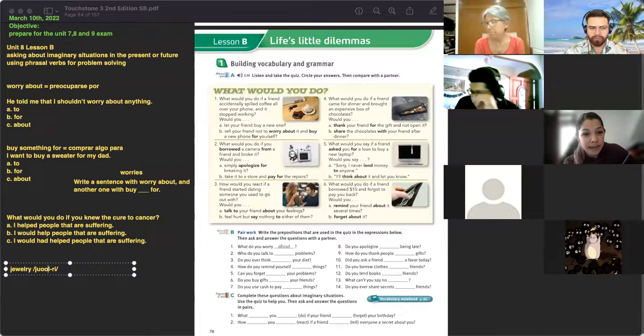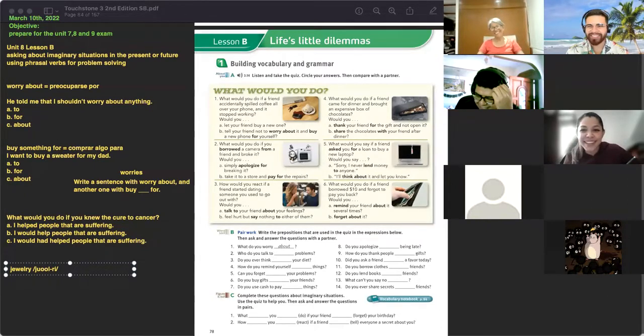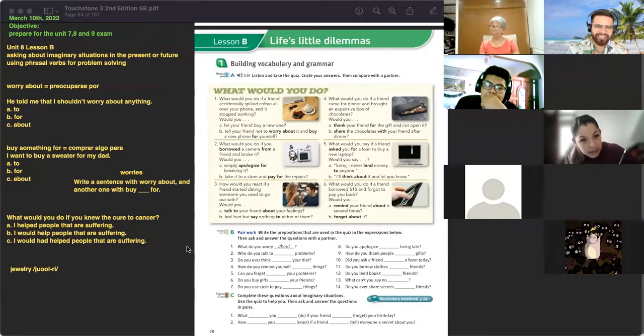Yes, my mom prepares food. I don't worry about what I will eat. Como tú. And buy for? I will buy toys for my nephews. Nice. Good auntie. All right.